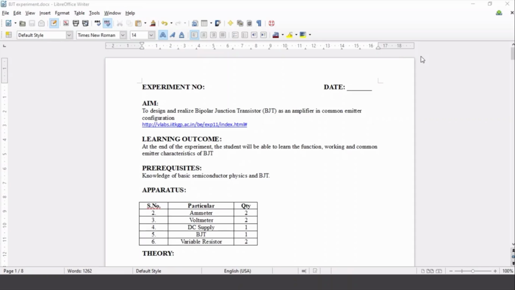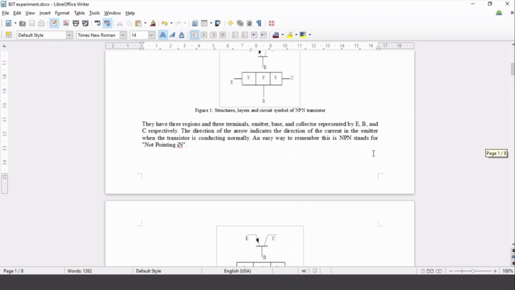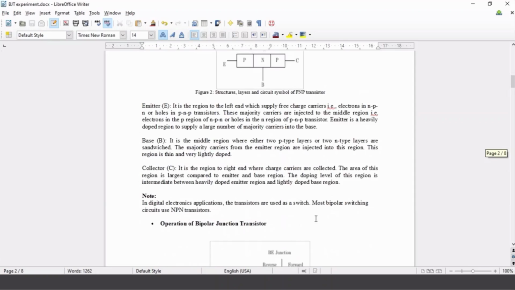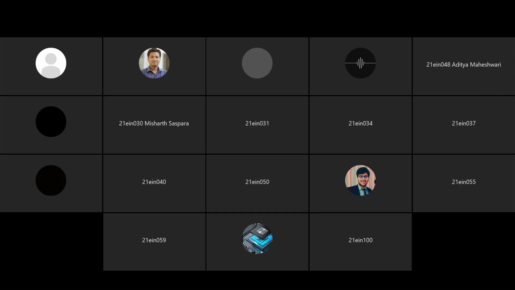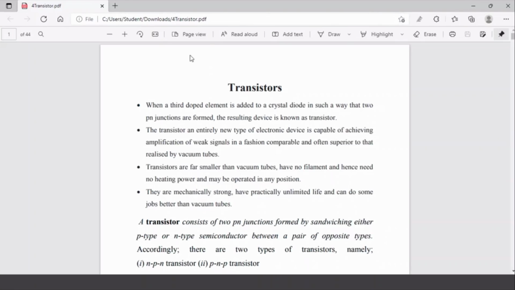So let me just show you this manual first, share with you the slide with which we'll discuss this. Okay, is this visible to all? Is this PDF slide visible to everyone?